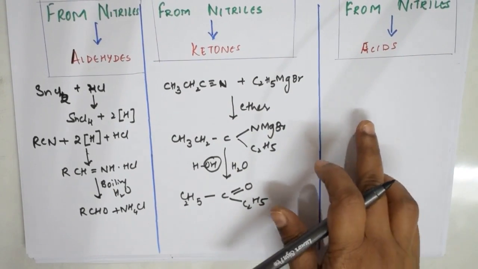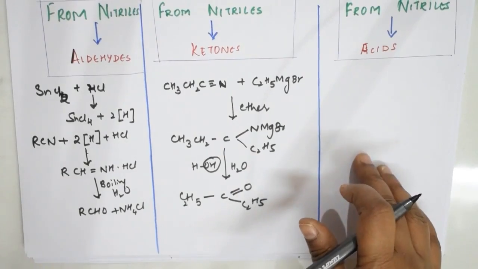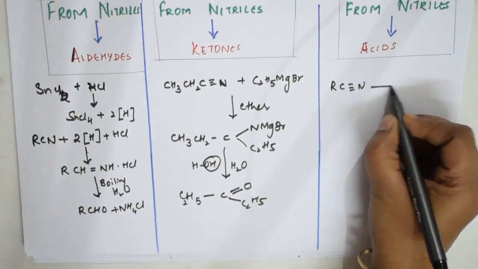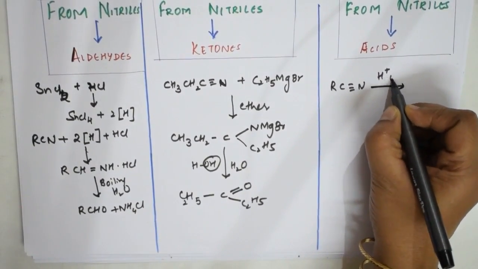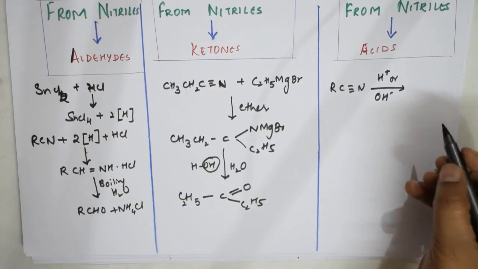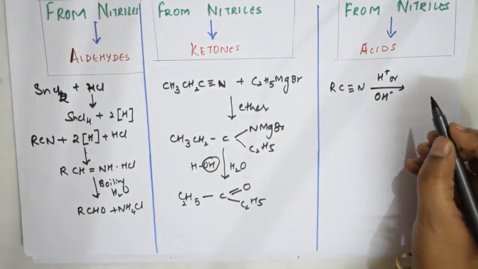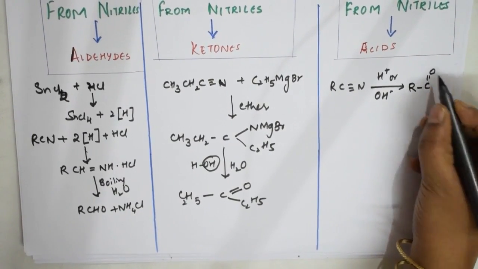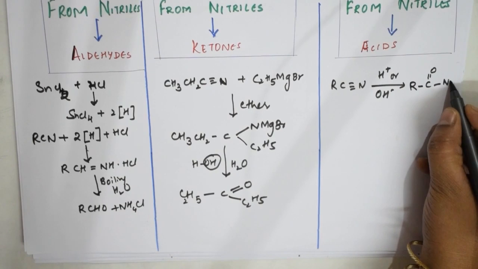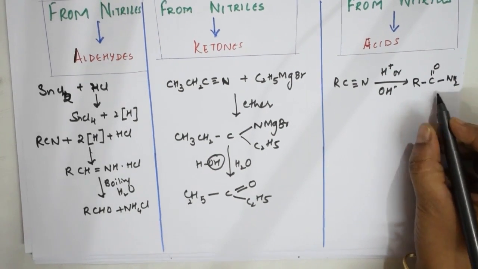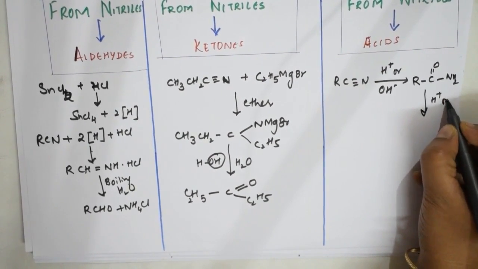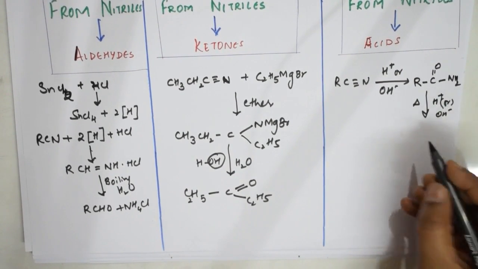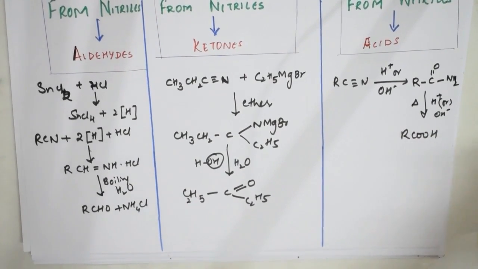And next thing, if I have to prepare acids from nitriles, what is the procedure? I'm going to take nitriles, done. You're going to do the hydrolysis part of this, H+ or OH minus, done. What do I get? Again the bond is going to break here, right? And I'll be getting R, C, and H2. This one further on hydrolysis or heating, what do I get? RCOOH.